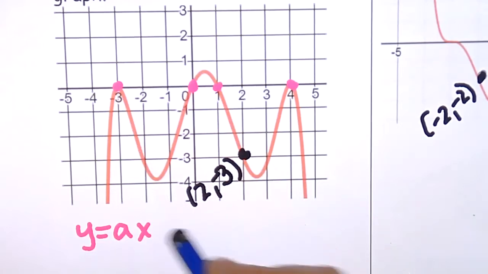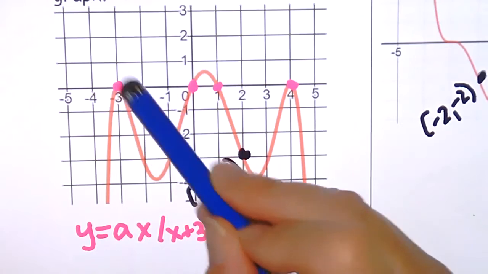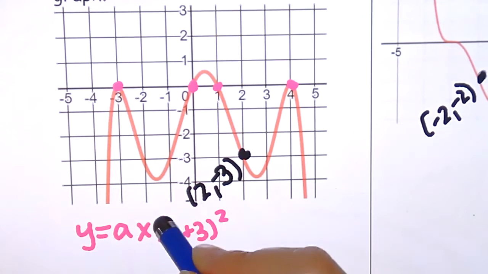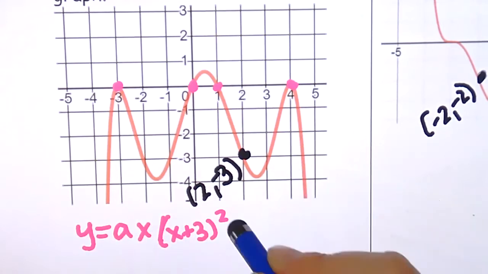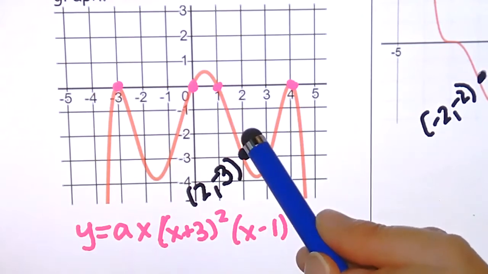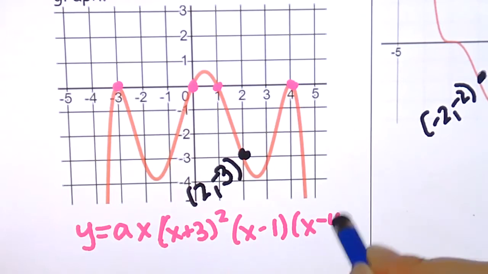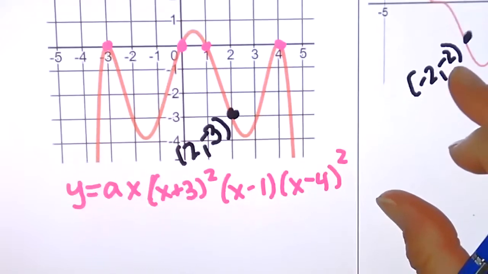This one here is X plus 3, and that's a square because it bounces back. Again, this was 0, which is my X. I like to put my X in front. This is 1, which is going to be an X minus 1. And again, it goes through, so it's a single. This one bounces, so that's going to be a double at X minus 4 squared. So that would be my general equation, my basic equation.